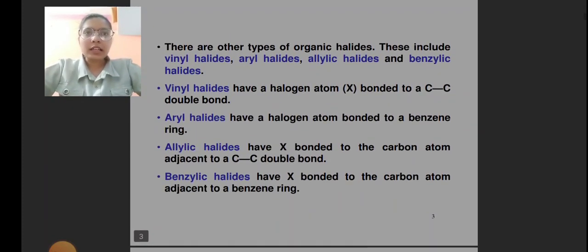There are other types of organic halides. These include vinyl halides, aryl halides, allylic halides, and benzylic halides. Vinylic halides have a halogen atom bonded to a carbon-carbon double bond. Aryl halides have a halogen atom bonded to a benzene ring. Allylic halides have X bonded to the carbon atom adjacent to a carbon-carbon double bond. Benzylic halides have X bonded to the carbon atom adjacent to a benzene ring.